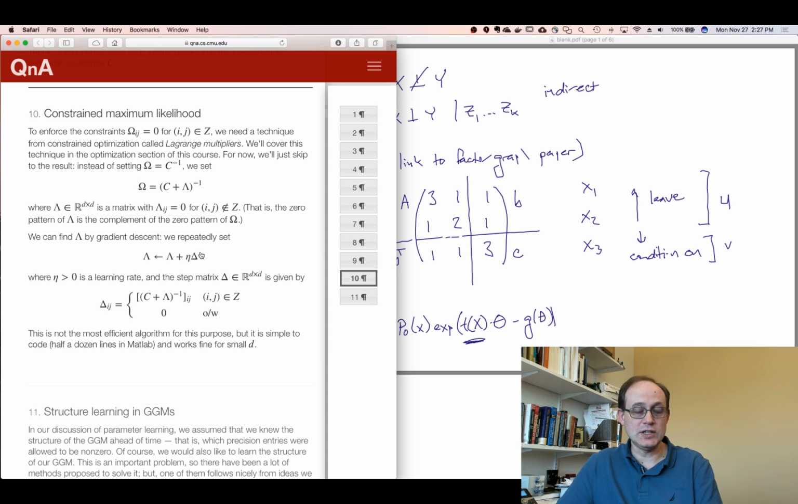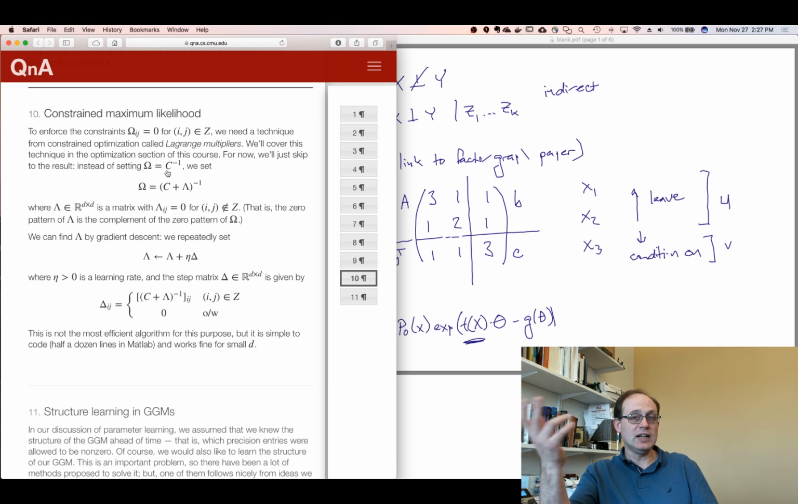And to find such a lambda, we can do it by gradient descent, right? And so here I've calculated the gradient. This algorithm is maybe not the fanciest or the best algorithm for this purpose, but it is a very nice algorithm in the sense that it's less than half a dozen lines of MATLAB code and a similarly small number of lines of NumPy code. So this gives an algorithm for how to do maximum likelihood under the constraint of having a particular structure. So this tells us how to fit a Gaussian graphical model to data.